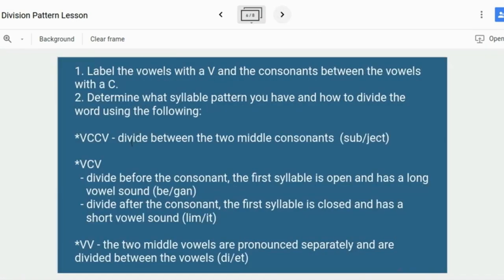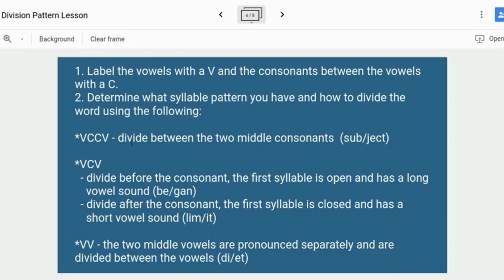All right, on this slide, it just gives you some directions about the things that we just did. So as you're doing some work on your own today, if you get stuck or need help, you can always look back at this. It talks about labeling your vowels and consonants, figuring out what syllable pattern you have, and then dividing the words correctly based on the rules that are for each pattern.